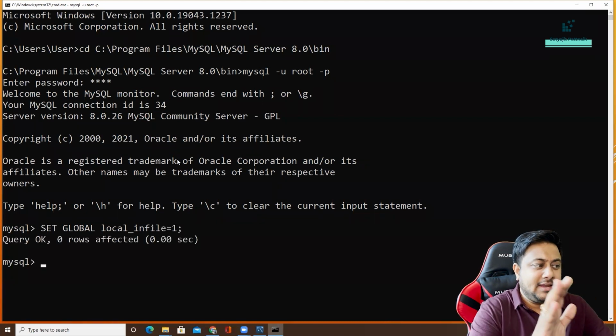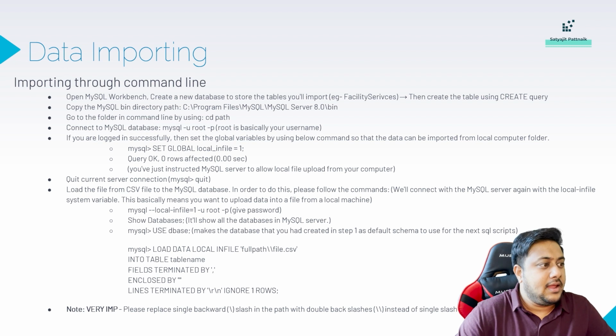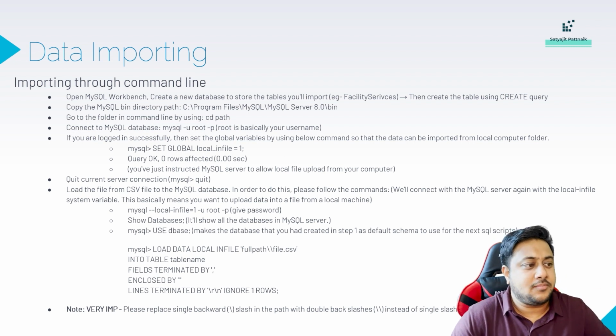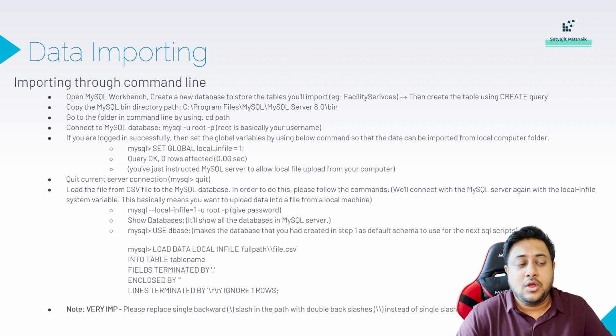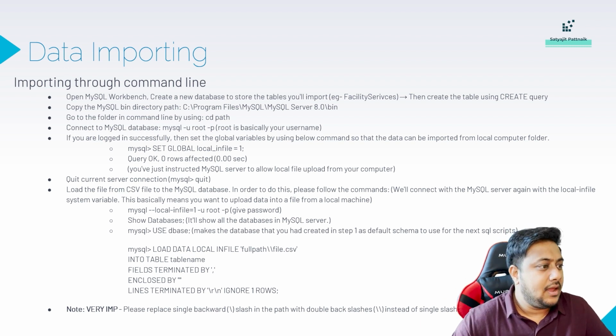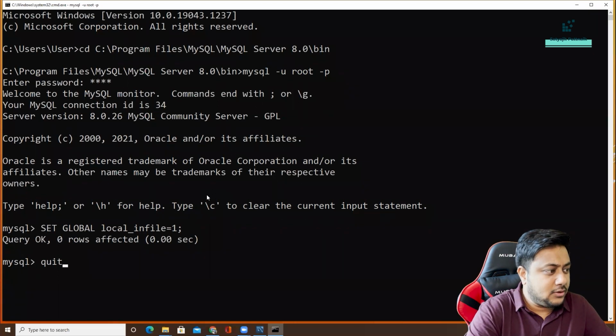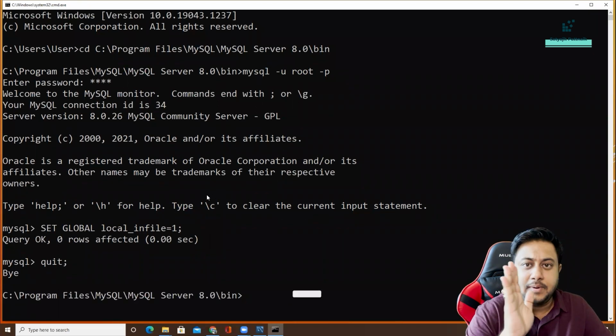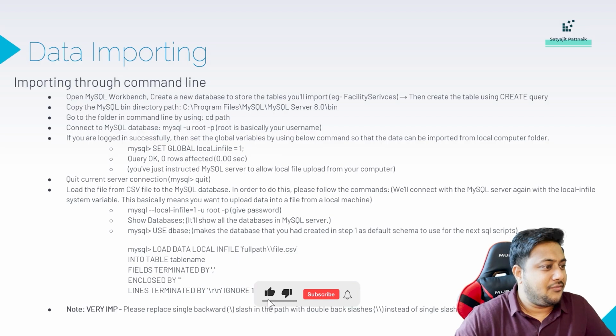Done. Query OK, 0 rows affected. This means you have just instructed the MySQL server to allow local file upload from your computer. Simple. Now quit the current connection by using quit. Bye. So I have logged out of my MySQL database.